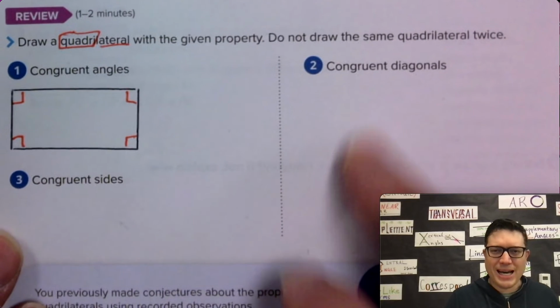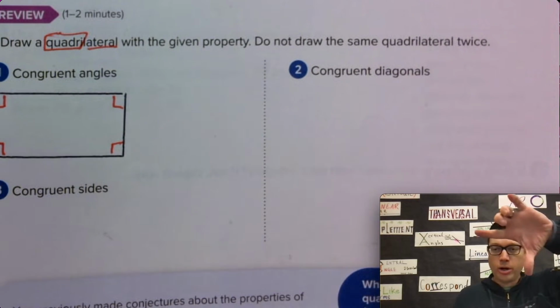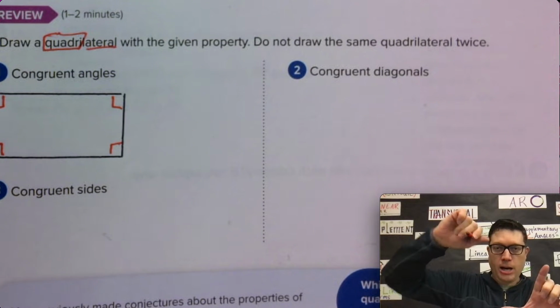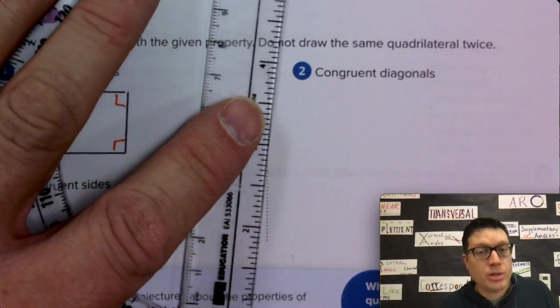Let's go to the second one. Let's go to congruent diagonals. Now, a diagonal is the slant line that goes from opposite corner to opposite corner. So from here down to here, or the other way around, from here up. So when you trace opposite corners in a diagonal, we want congruent diagonals.